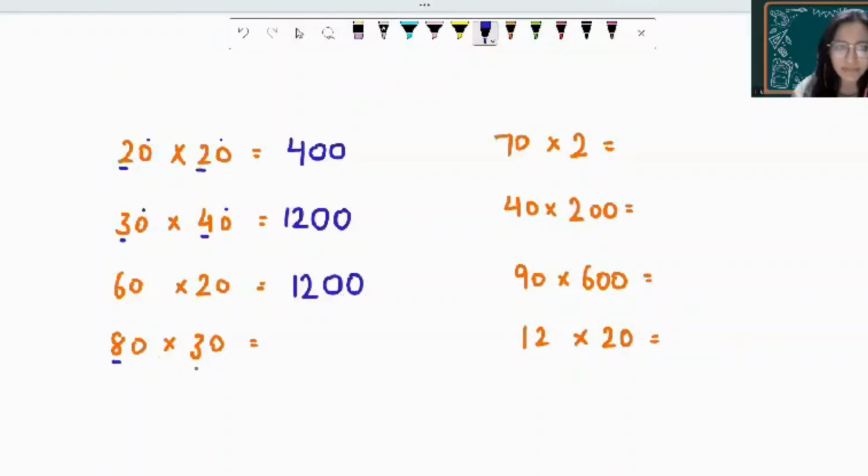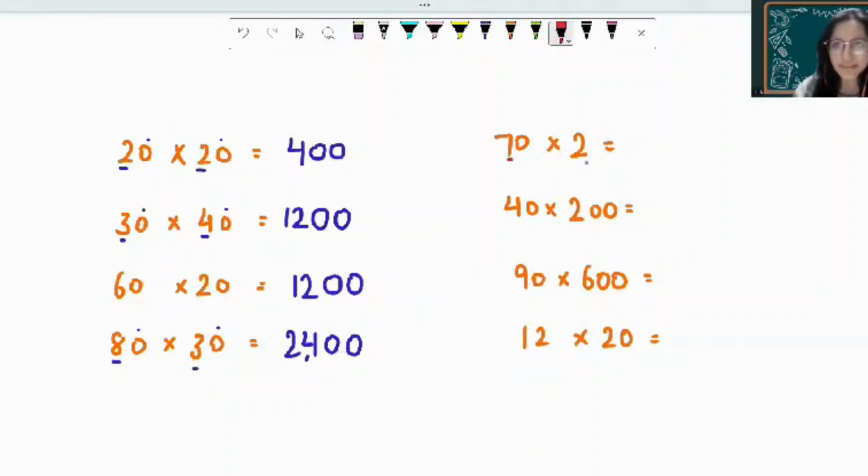Next is 8 times 3. How much is that? Isn't it 24? So let's write down 24 here. How many zeros? 2 zeros. So let's put 2 zeros. It is going to give you 2400. Let's do the next one now.